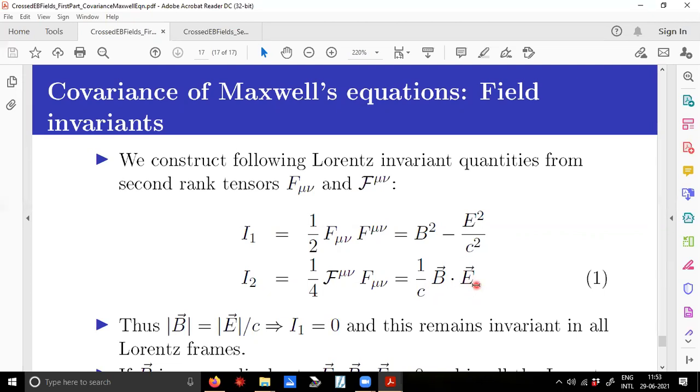If B and E are orthogonal, what is B dot E? What is A dot B when A and B are orthogonal? 0. So orthogonal, perpendicular, crossed electric and magnetic field means I2 is 0. I2 is 0 when electric and magnetic fields are orthogonal. I can talk about a Lorentz invariant concept.